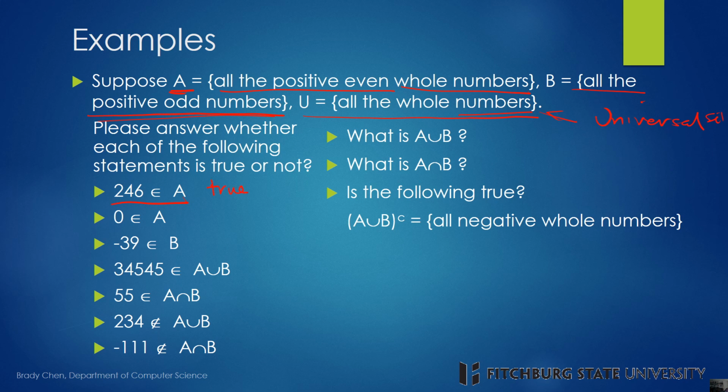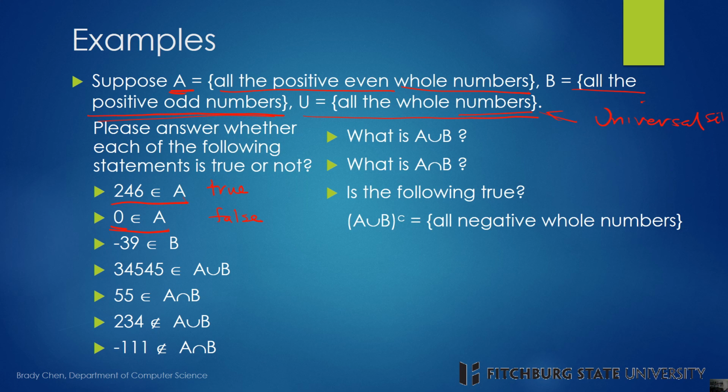Now, 0 belongs to A. So again, A is all the positive even whole numbers. Now is 0 positive or even? Well, 0 is an even number, but it's not positive, right? So 0 is definitely not in A.